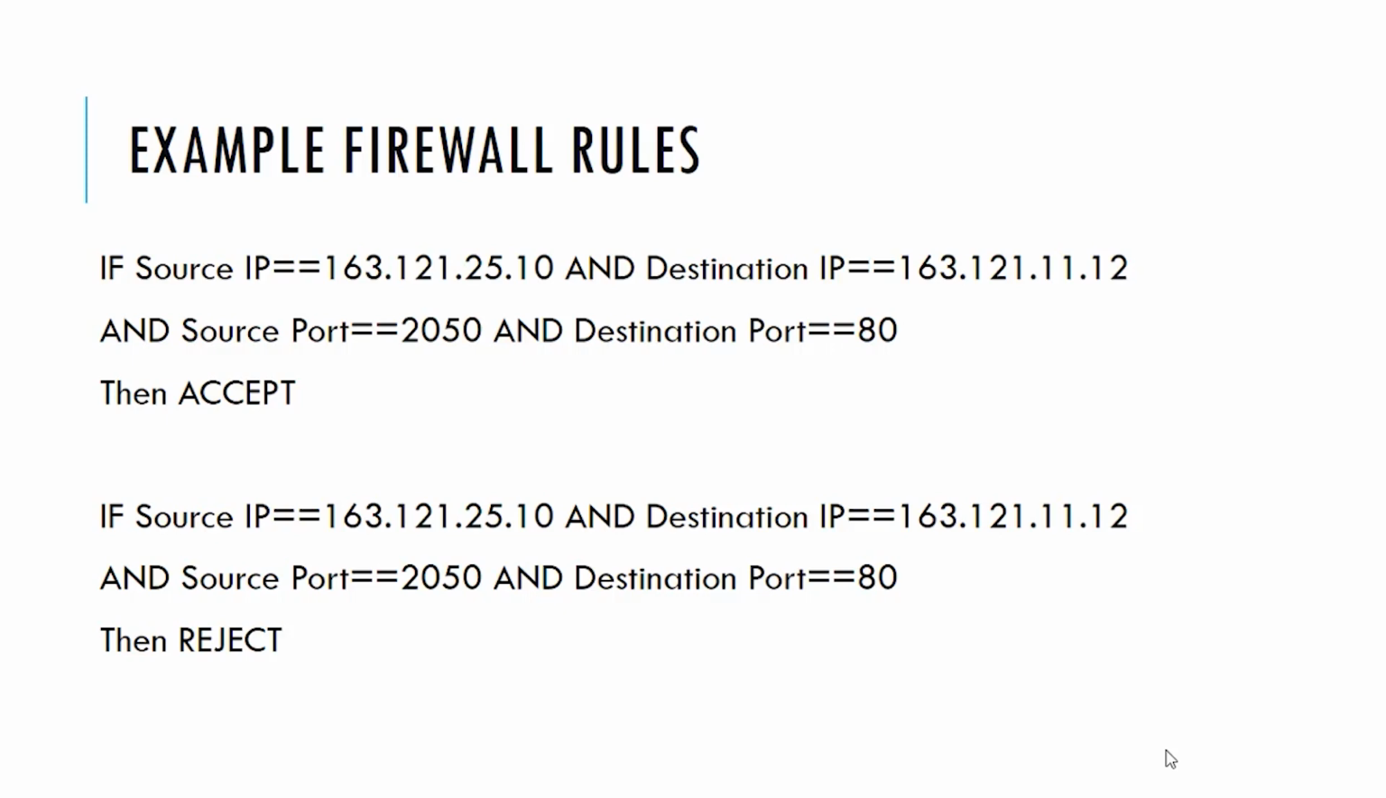Another rule might be contradicting this. You might say that if the source IP equals so and so, destination IP equals so and so, source port equals so and so, and destination port equals so and so, then reject this packet. Do not allow this packet to enter from your external network to your internal network.